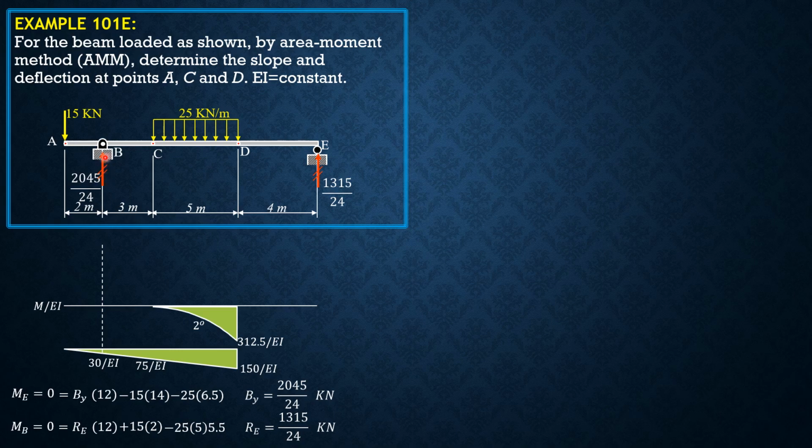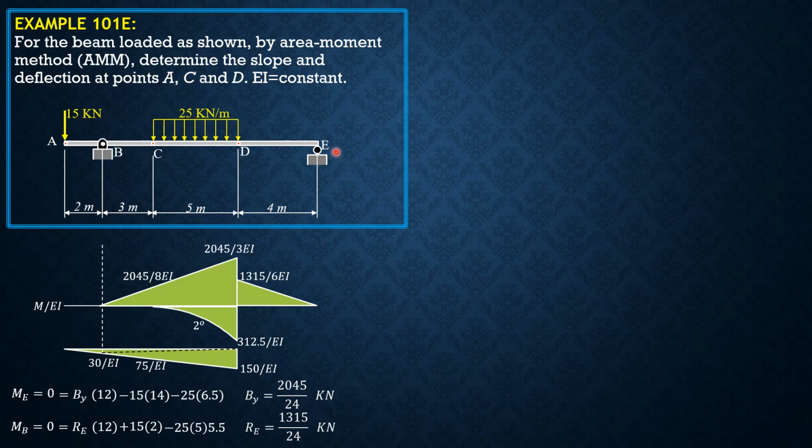Then moment due to the reaction at B, 2045 over 24 times 8. We'll divide the area into two triangles later. So 2045 over 24 times 8 is 2045 over 3 EI. Then 1315 over 24 times 4. 2045 over 24 times 3 is 2045 over 8 EI. Then 1315 over 24 times 4 is 1315 over 6 EI. So this is the moment diagram by parts.